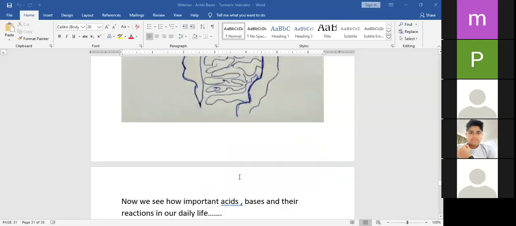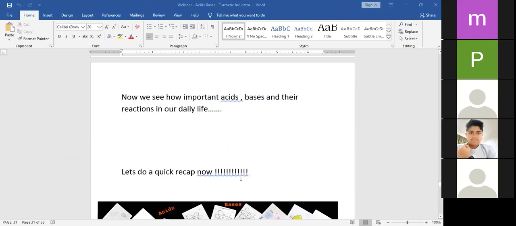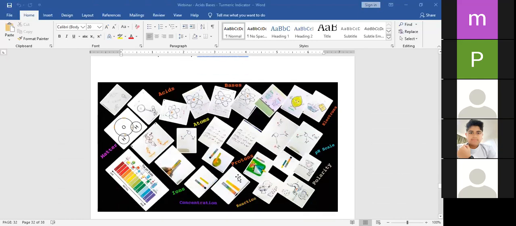So now we know how important acids and bases and their reactions are in our daily life. Okay, let's do a quick recap, and then after that you can ask your questions, and after that we also have a small quiz. So let's look at the map here. What all did we speak about?